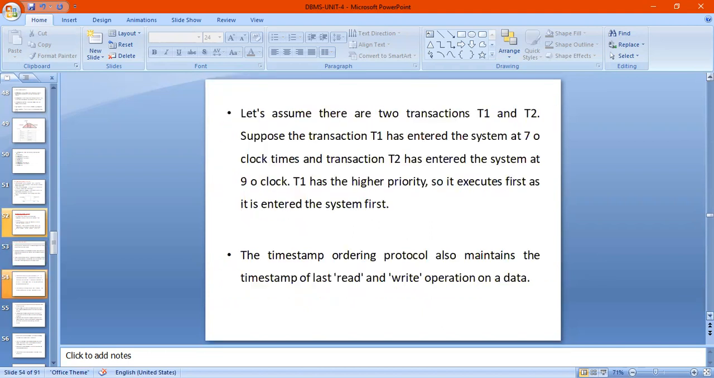Let's assume there are two transactions, T1 and T2. Suppose transaction T1 has entered the system at 7 o'clock and transaction T2 has entered at 9 o'clock. T1 has the higher priority, so it executes first as it entered the system first. The timestamp ordering protocol also maintains the timestamp of the last read and write operations on the data.